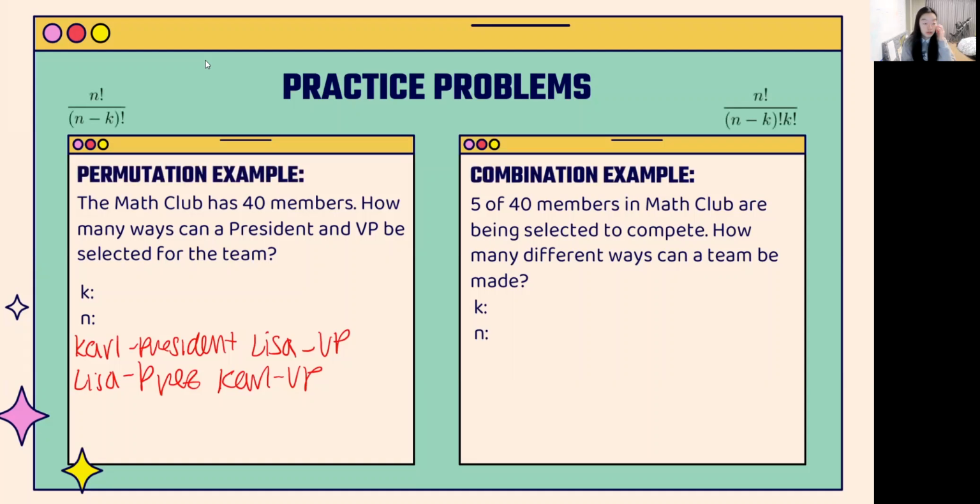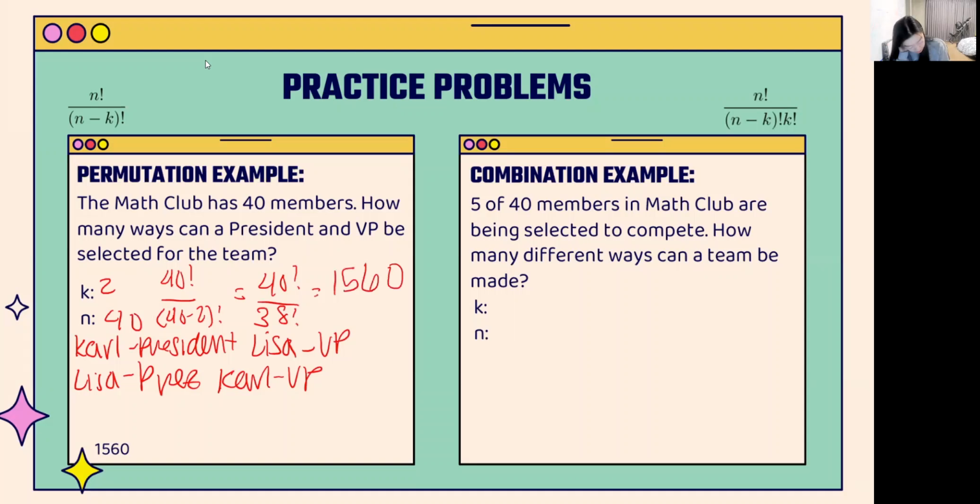So now we're going to try and solve these with the equation. So remember that n is the total amount that you have. So n is 40 here, and we're looking for 2 positions, so k would be 2. So that looks like this, which is simplified to 40 factorial over 38 factorial. And when you plug that into a calculator, you get 1,560 different ways to select it. So that is what you get.